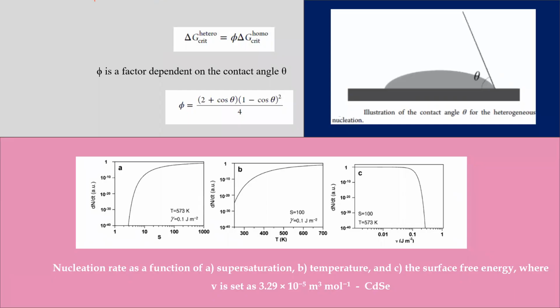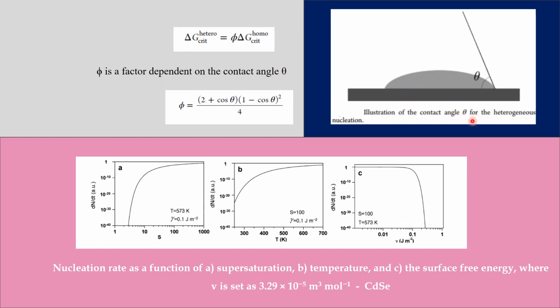Here, as I already said, the nucleation process is different for homogeneous and heterogeneous nucleation. The critical Gibbs free energy of heterogeneous nucleation is equal to phi times the critical free energy of homogeneous nucleation. And phi is a factor that depends on the contact angle theta. Phi is equal to (2 plus cos theta) into (1 minus cos theta) whole square divided by 4. And phi can be illustrated in terms of the contact angle.